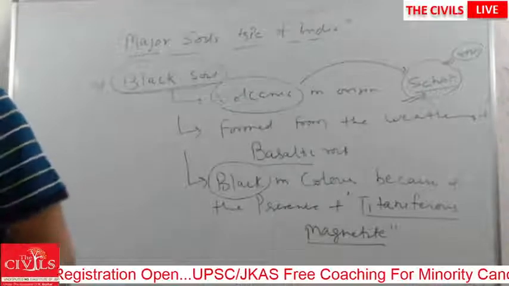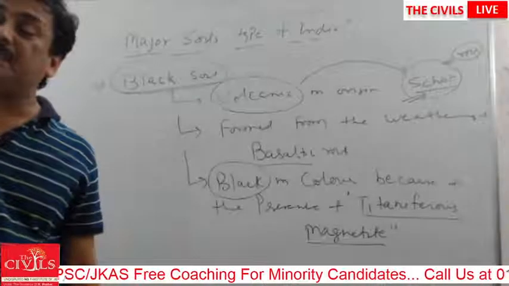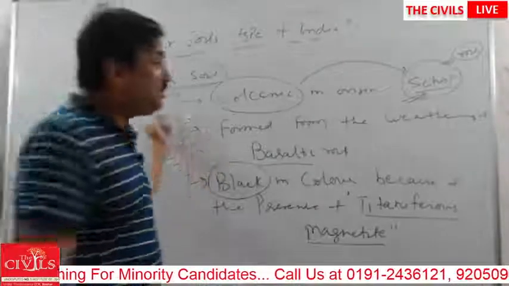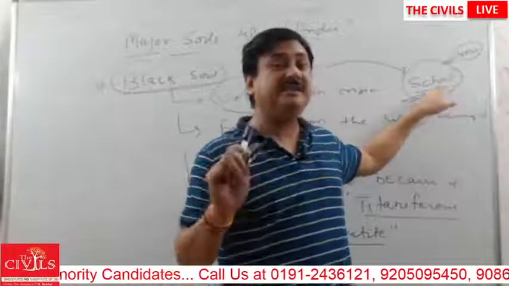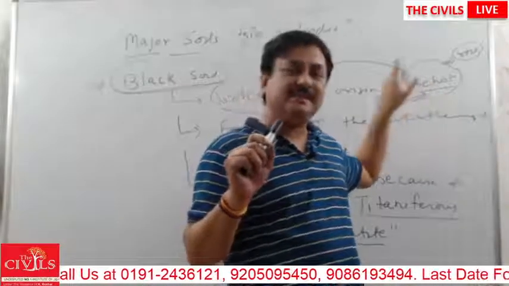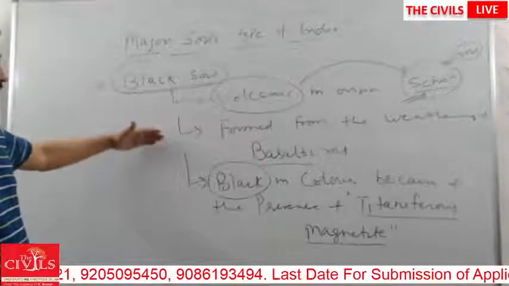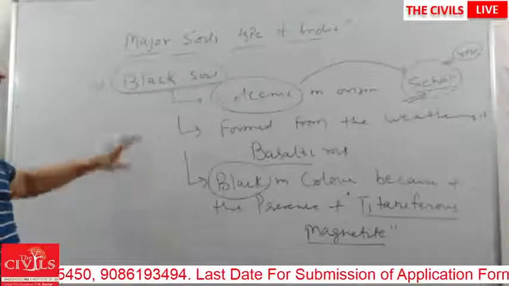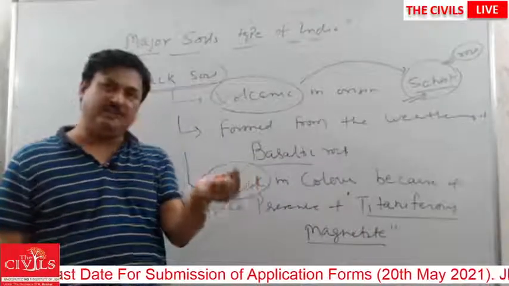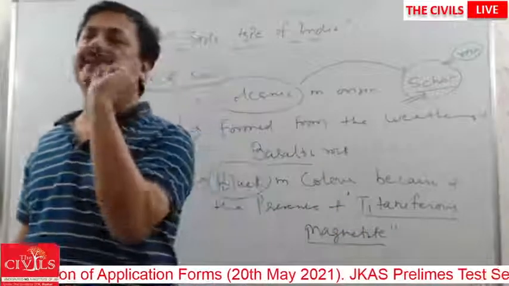It is also called lava soil. But remember one thing, not only volcanic eruption is responsible for the formation of this soil, but it is also formed from schist rock, which is metamorphic rock. This soil is black in color only because of the presence of titaniferous magnetite in small quantity.